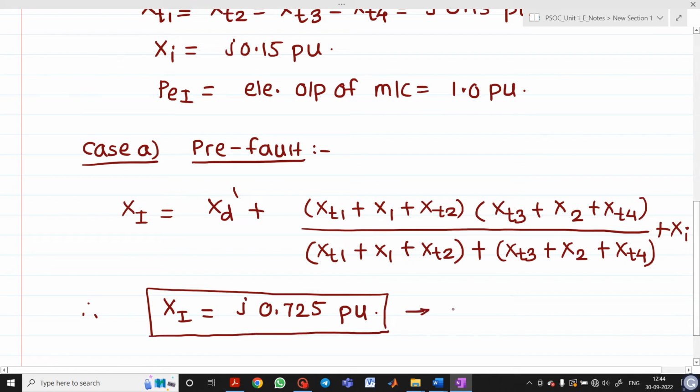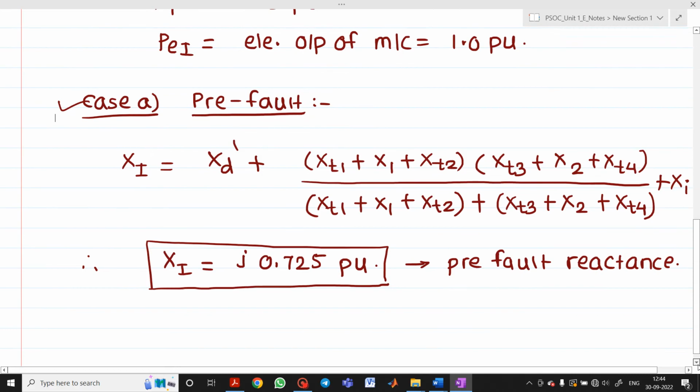This is your, you can say X is the reactance. So I can write it as, this is your pre-fault reactance. This will be pre-fault reactance. So this is the first case when we have taken here as a pre-fault condition.